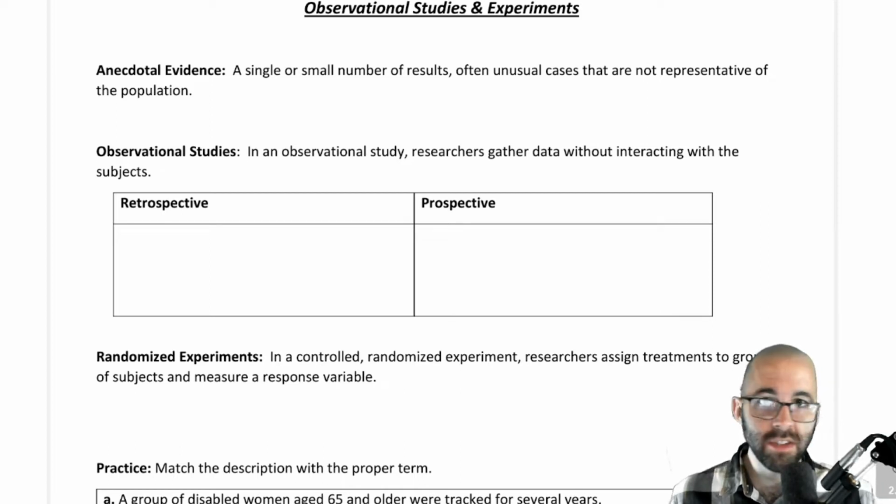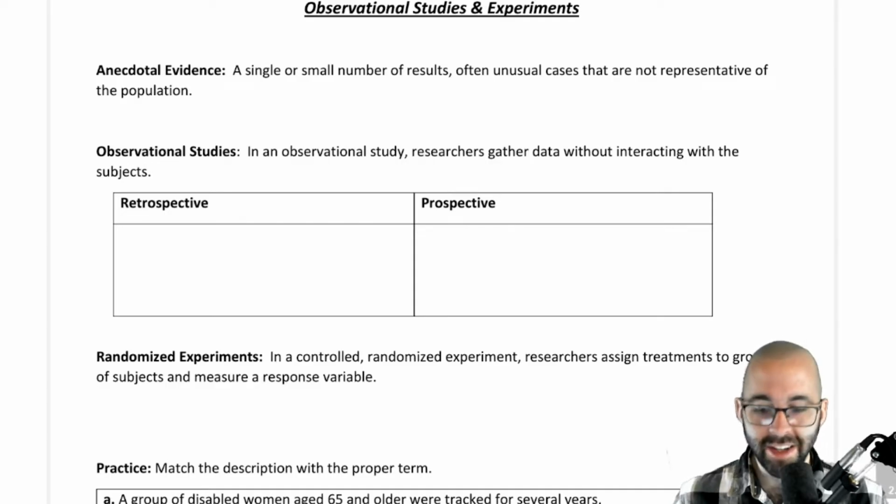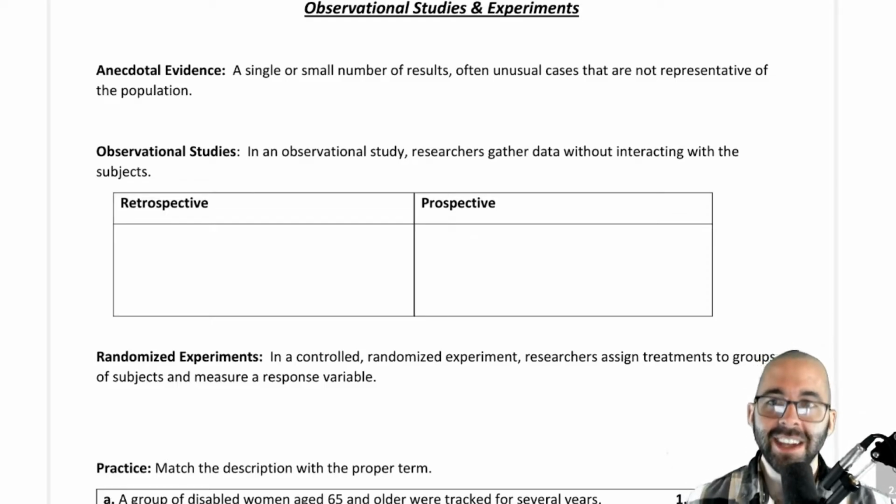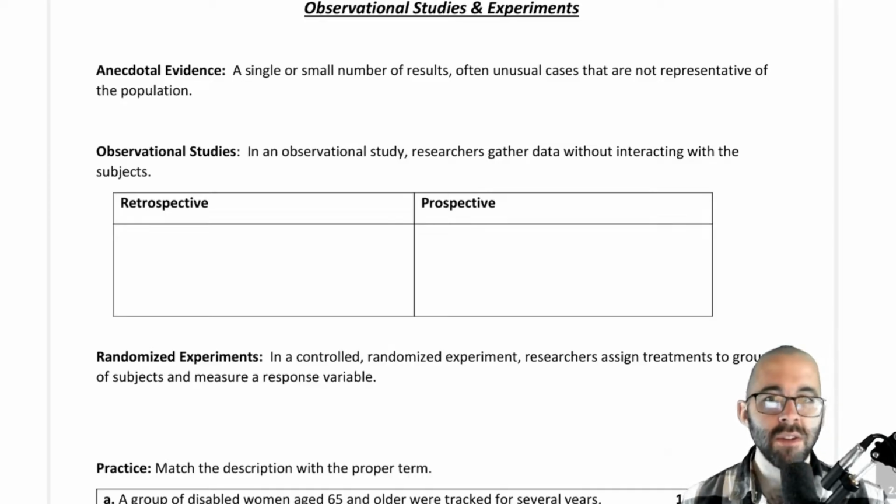Observational study or experiment? Today, we are going to talk about what is what and how you can recognize each of them. So we're going to start by talking about anecdotal evidence, which is generally frowned upon when trying to make a conclusion. Anecdotal evidence is just a single or maybe a small number of results.